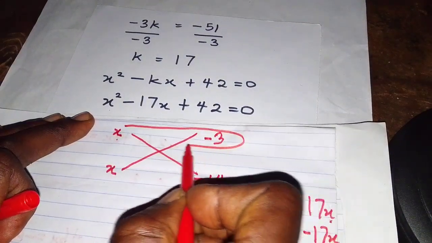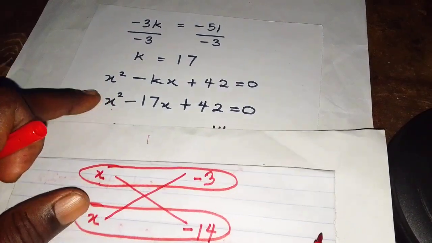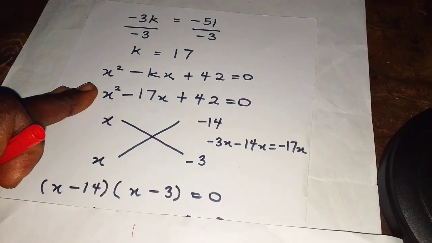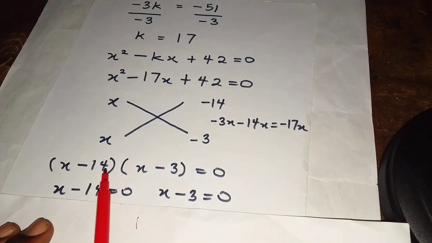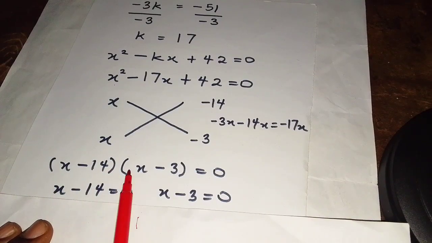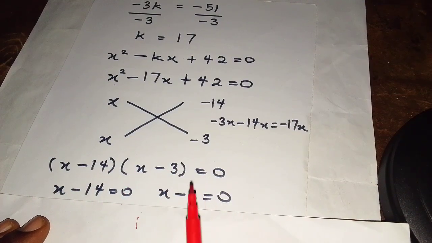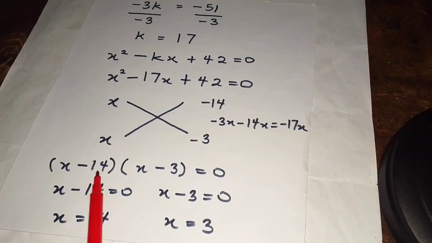So you can see that it gives us what is in the middle. So you now write the factors this way. The factors are x minus 3 and x minus 14 is equal to 0. So you now equate each of them to 0. x minus 14 is equal to 0. When minus crosses the equality sign, it turns to plus 14. x minus 3 is equal to 0. When minus crosses the equality sign, it will turn to plus 3.